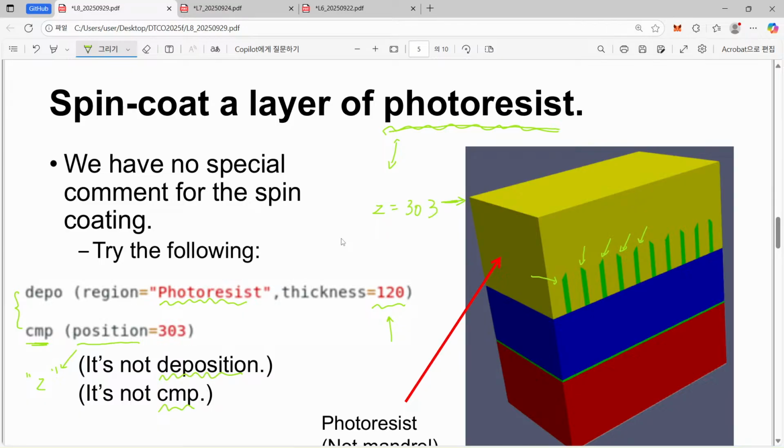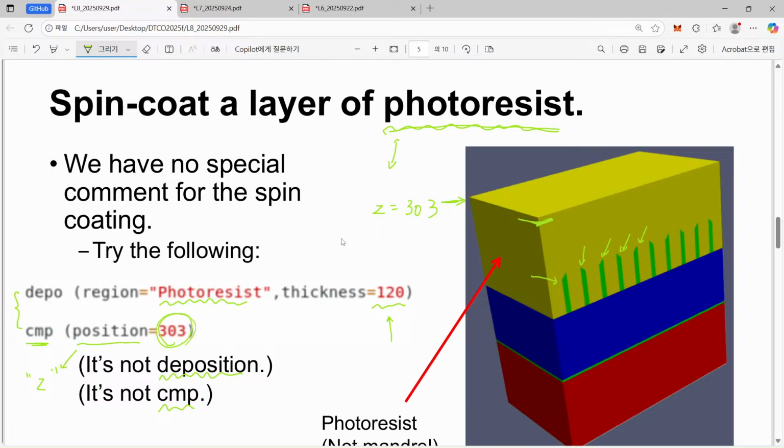So you can easily understand this position is corresponding to the coordinate z equal to 303. If you say, oh, I don't like 303, I want, for example, just 300 instead of this number, then what will happen? Then your final result will be a little bit shorter than the present one by an amount of 3 nanometer. You can precisely select the top of your structure.